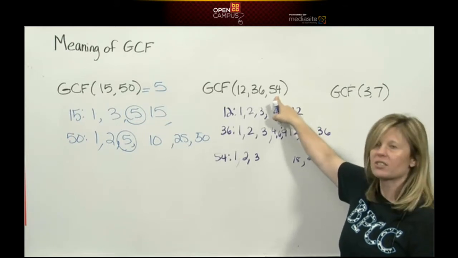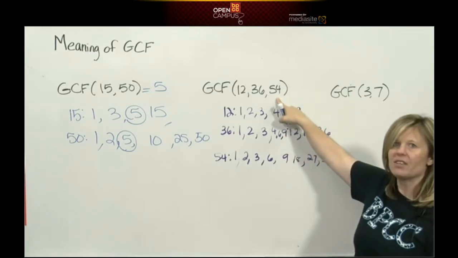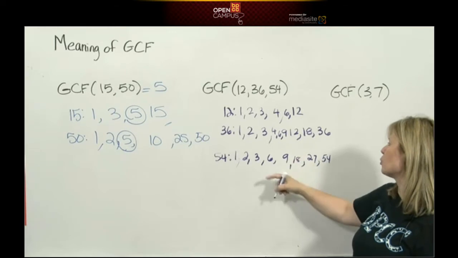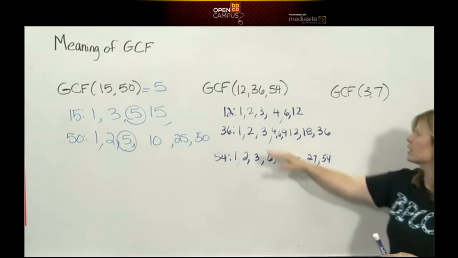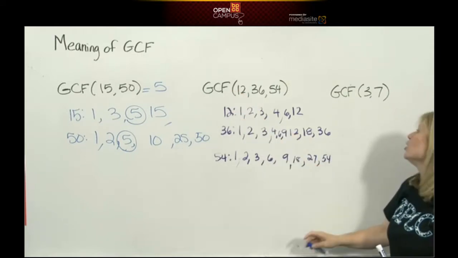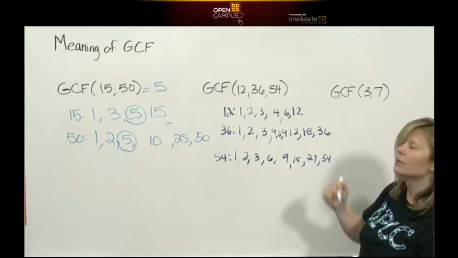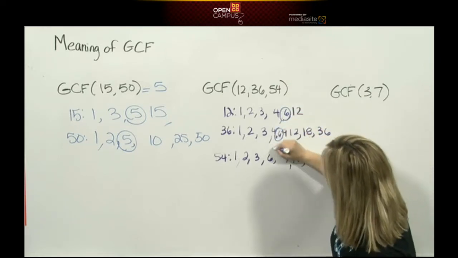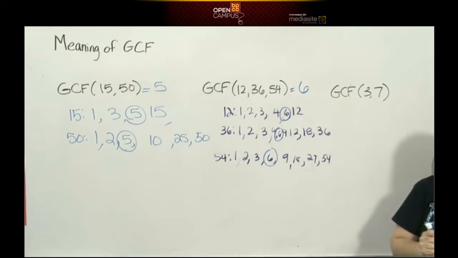It is on the 6 times tables. It's 6 times 9. It's not on the 7 times tables. It's not on the 8 times tables. We have the 9 times tables, so we know we're done. So there are all our factors. Now we're looking for the greatest common factor. So what is the greatest number all 3 have in common? And it's obviously the 6. So the GCF of 12, 36, 54 is 6.